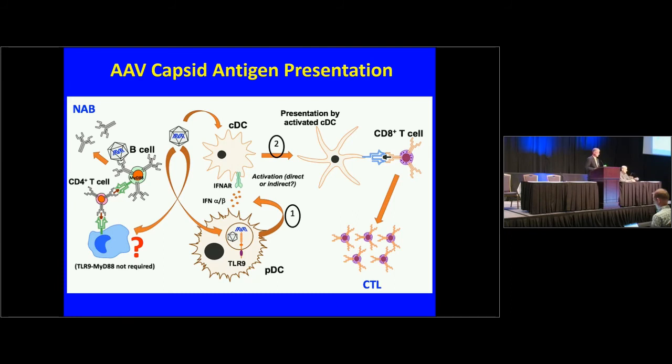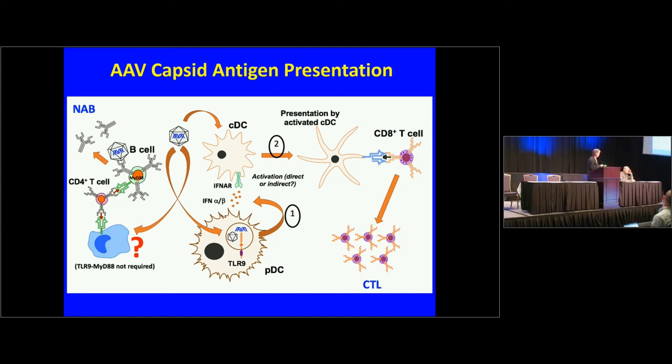Okay, so here's our current model based on various studies that we and others have performed on how CD8 cells to AAV capsids are activated. So that goes to the question, how do the CD8 cells that then go after those transduced cells, how do they get activated in the first place?